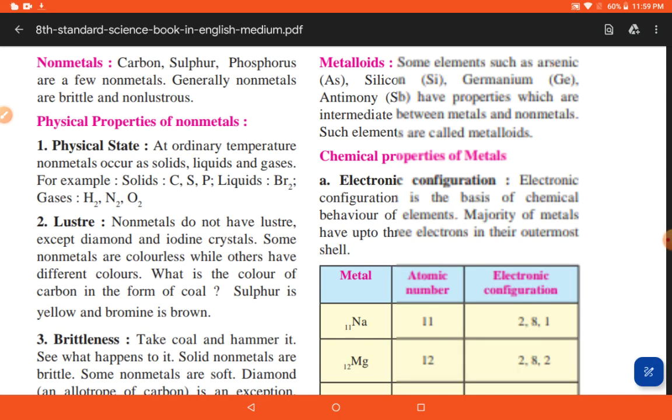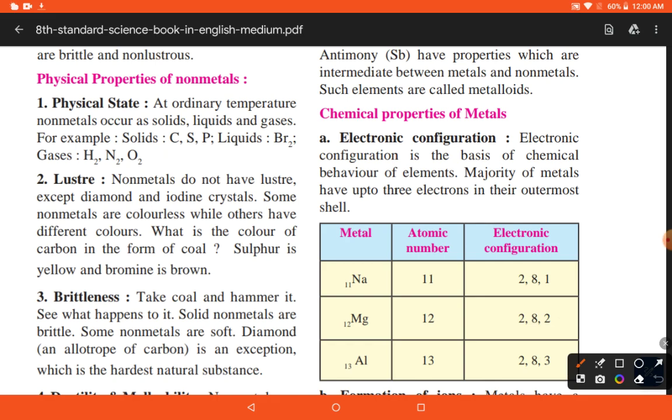Now, physical state: most often the non-metals are solids and gaseous in nature. Bromine is the only liquid one. Okay, luster: they do not have luster, except diamond is an exception. Iodine crystals are exceptions. Generally, you see non-metals are colorless. But if I talk about carbon, carbon is blackish in color. Sulfur is yellow in color. Bromine is brown in color.